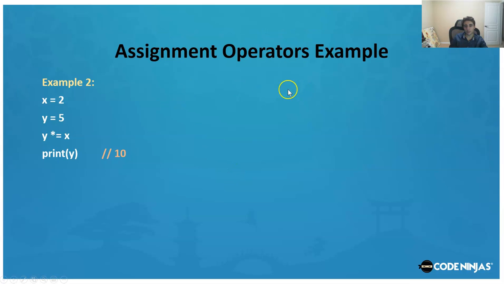Here's an example. X equals 2, y equals 5. Y times equals x. What this is effectively doing is saying that y equals itself, 5, times x, 2, which means it equals 10.